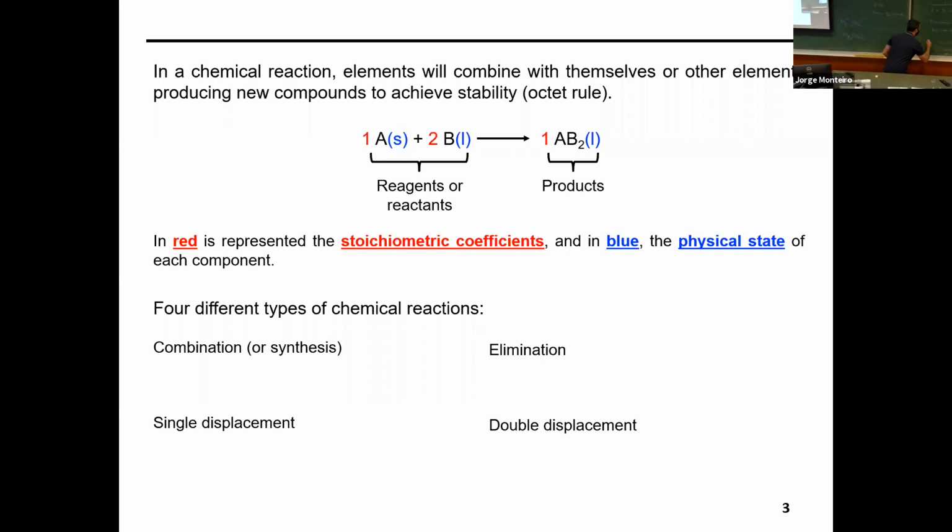Single displacement. We are going to start with 1 element reacting with a compound, and we are going to displace one of the elements in the compound and isolate the other one. Okay? So in this case, element A is displacing B, forming AC, and ejecting B from the structure.